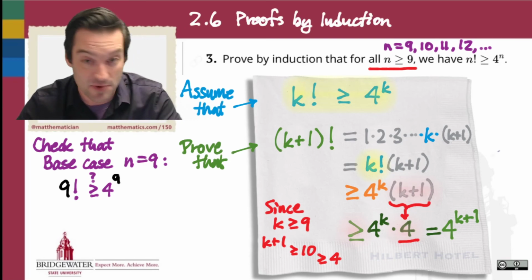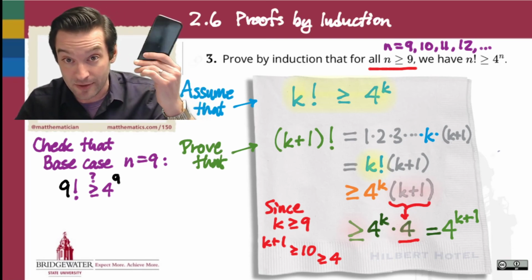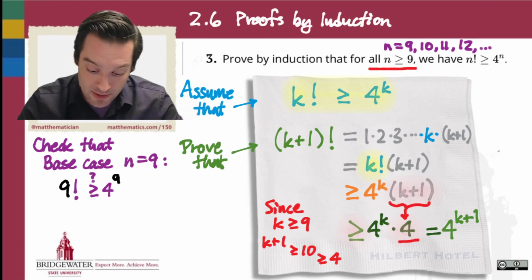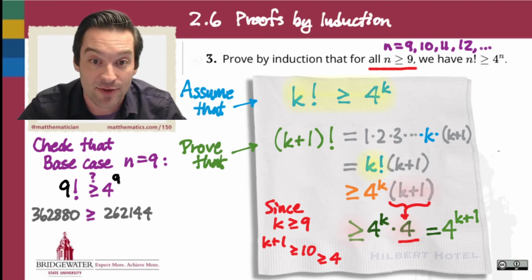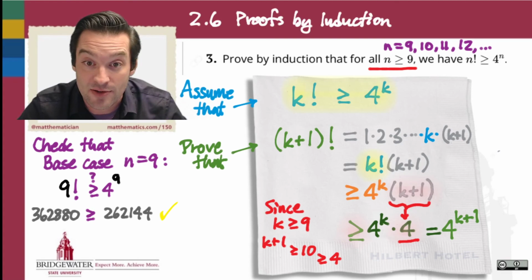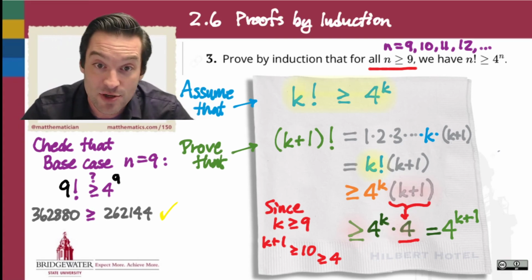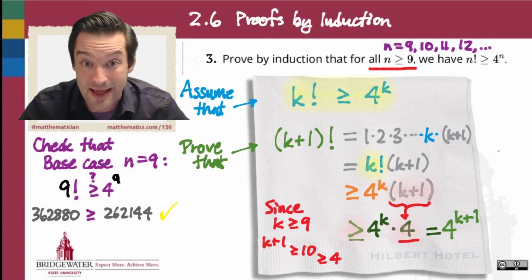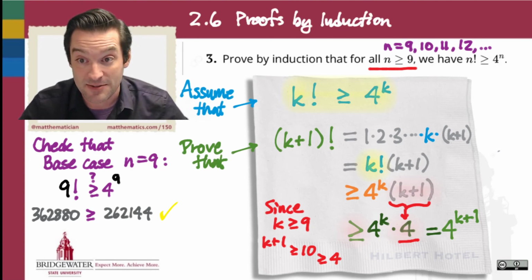And this is a place where you do actually need to pull out a calculator or a phone or some kind of technology, right? 9 factorial is 362,880. 4 to the power 9 is 262,144. And sure enough, the former is greater than or equal to the latter. And that establishes the base case.